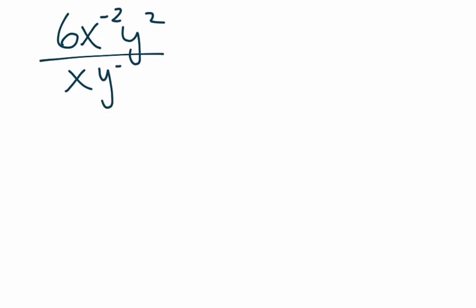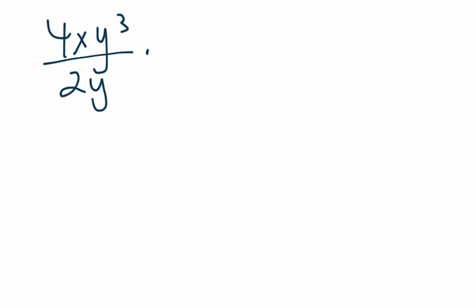Oh, this looks great. X to the negative 2 y squared. These are actually legit pretty awful problems. I told you guys I wasn't going to do anything with the negative in the denominator, so we'll hold off on that one. Let's do this one: 4x y to the third over 2y times 5x y to the negative third over x squared.